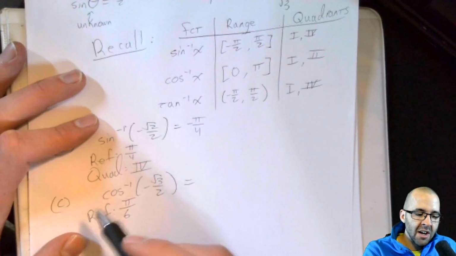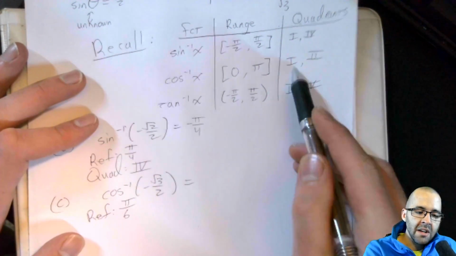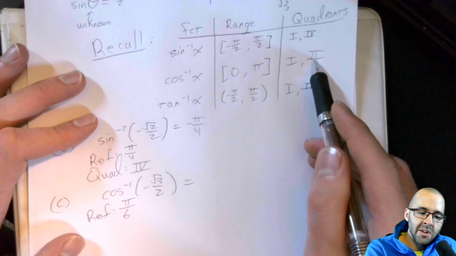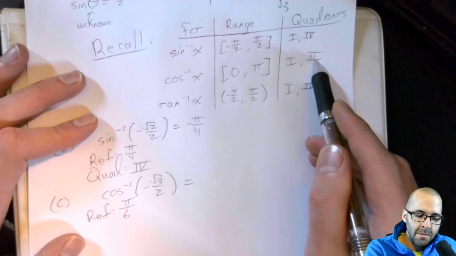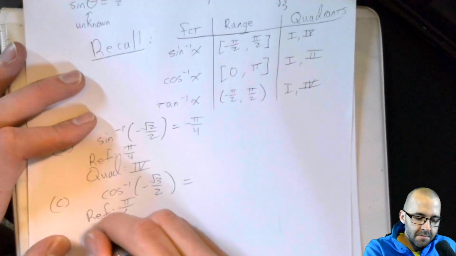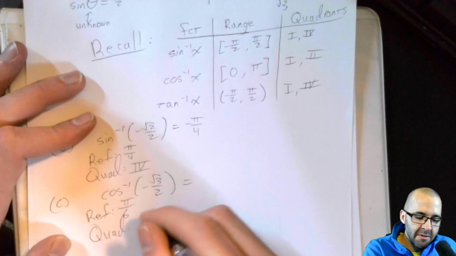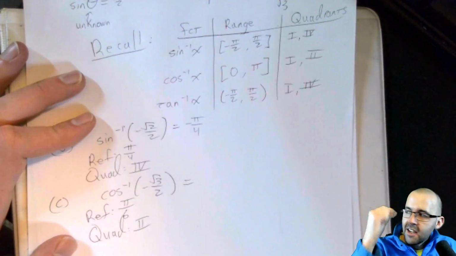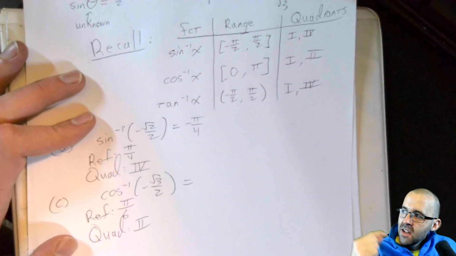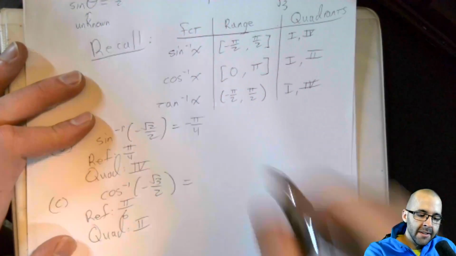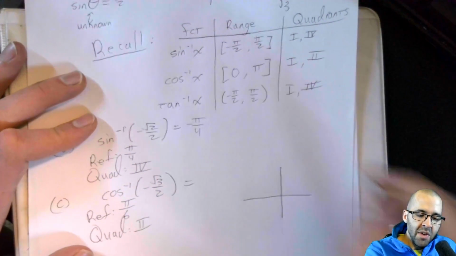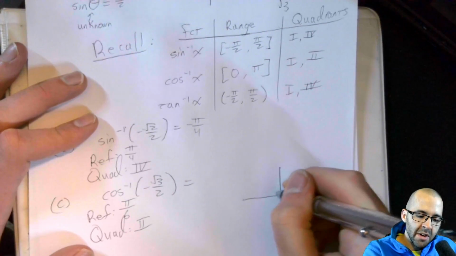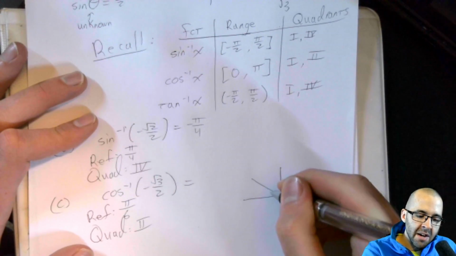And then again, we need to figure out what quadrant we're in. Well, inverse cosine of a positive will be in quadrant 1. Inverse cosine of a negative will be in quadrant 2. So we need something with a reference angle of pi over 6 in the second quadrant. And if you're getting really good at trig, maybe you can just pump this out right here. But if you have a slow brain like me, draw a picture. Something in the second quadrant with a reference angle of pi over 6.